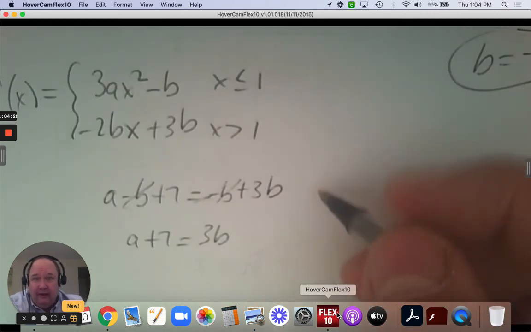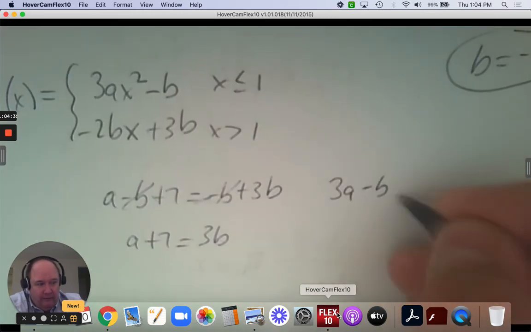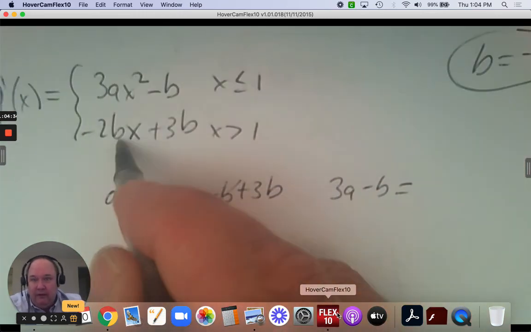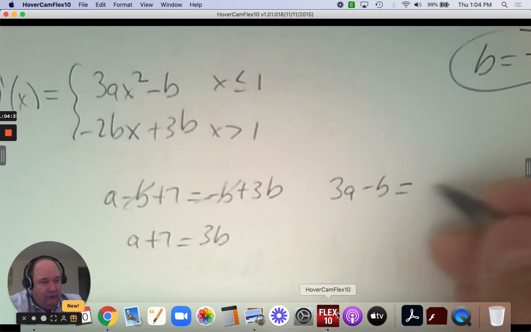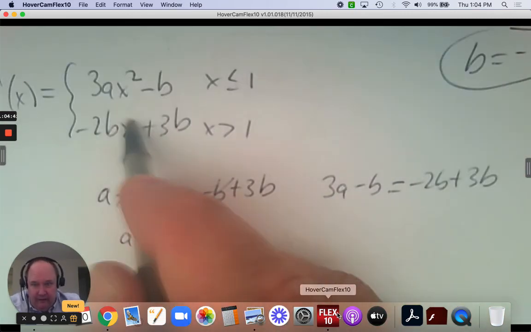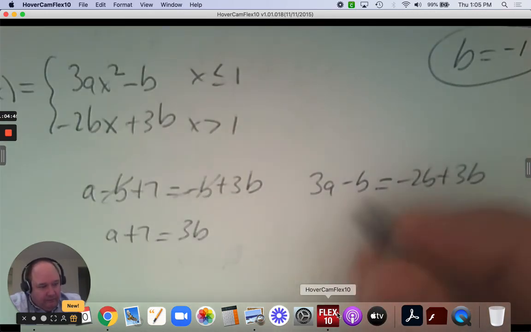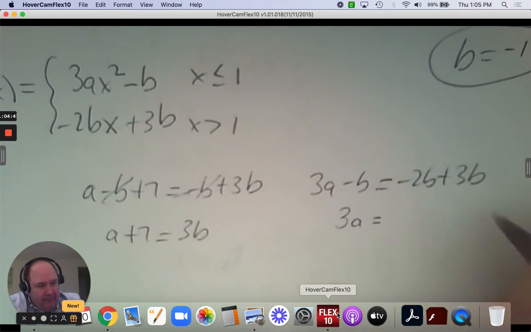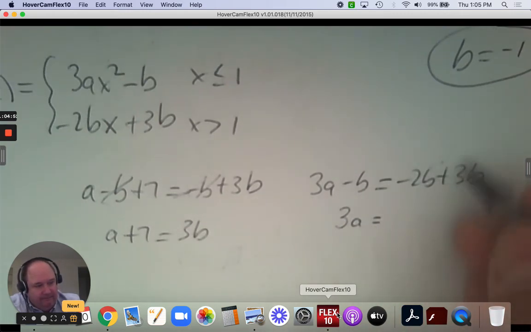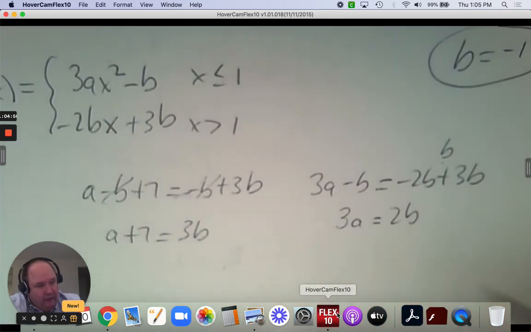This is just all algebra. So that's 3a times 1 squared. Take away b. Make it equal to, plug 1 into the bottom here. So that's -2b plus 3b. If you plug 1 into the x here in the denominator, combine like terms again. So I have 3a is equal to, this is 1b, so add 1b, that's 2b. So I got 3a is equal to 2b.